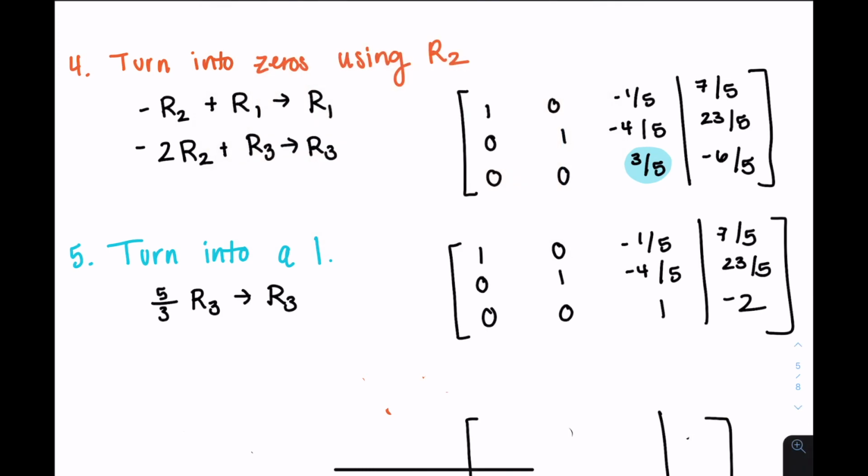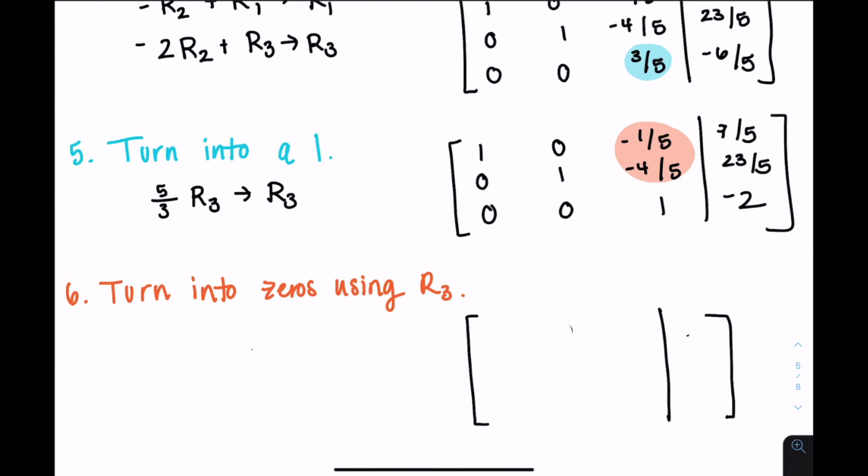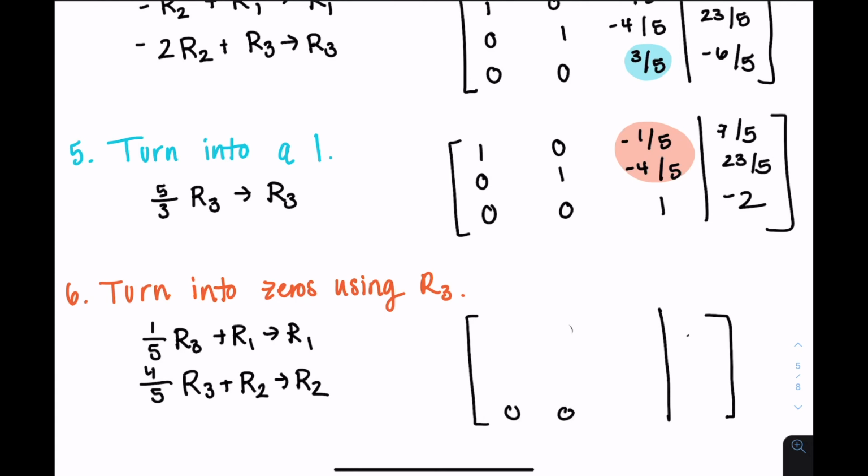And then I've got one more step, which is to turn these into zeros using that third row. And then I'll have this in reduced row echelon form. So I want to take 1/5 times the third row, add it to the first to get my new row 1. And I also want to do 4/5 times the third row plus the second row to get my new second row. So my third row is completely untouched.